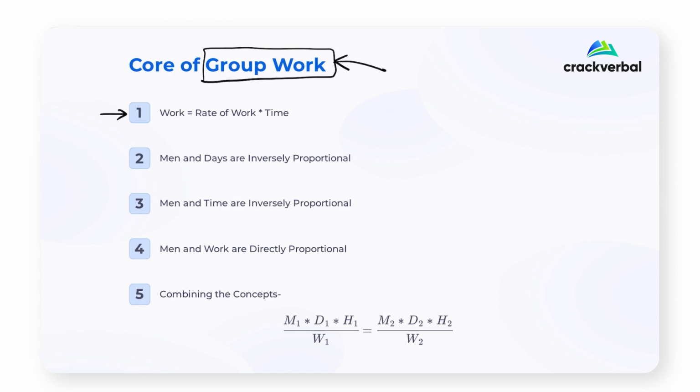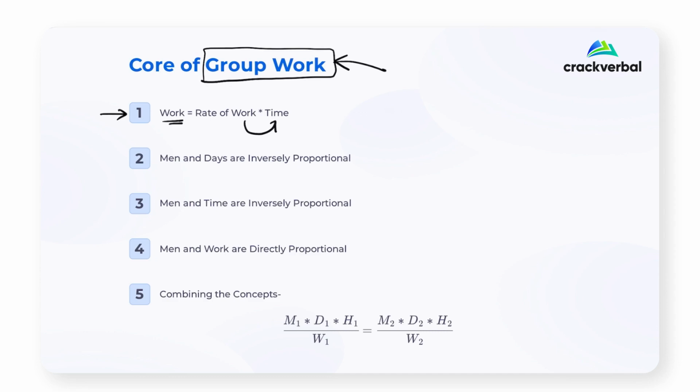The amount of work that you do is always equal to the amount of work that you do every unit time, every hour, every minute, every second, multiplied with the total time for which you've worked, in terms of number of hours, number of minutes, number of seconds, even number of days. So total work is always a product of the rate of doing the work and the time for which the work has been done.